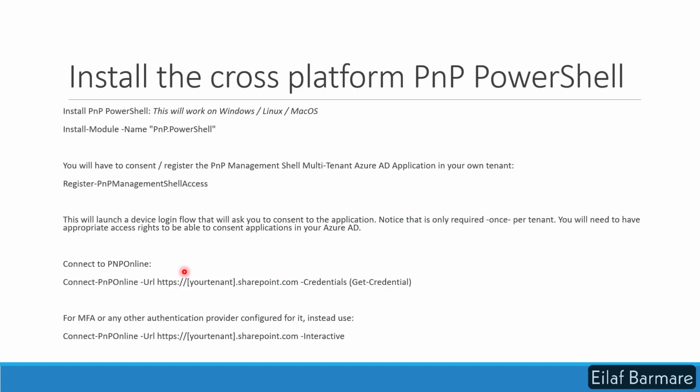So to install the cross-platform PnP PowerShell, you need to install the PnP PowerShell module using this command, and after that you will have to give the consent or register the PnP management shell as an application in your tenant, which would be this command. Once you use this command, it will register the PnP management shell as an Azure AD application in your tenant. And once you do that, you can use the simple connect-pnp commands to connect to PowerShell. And if you have an MFA enabled account, you can use the parameter which is interactive inside of it.